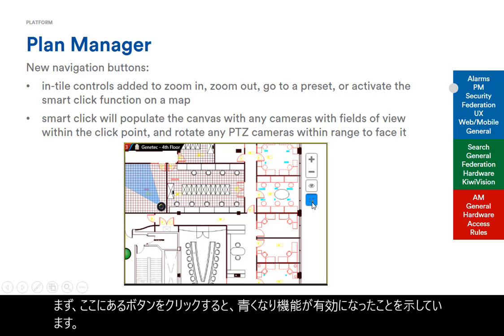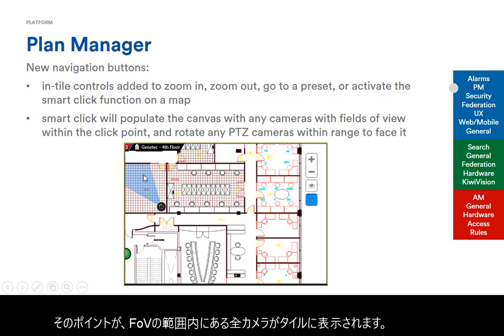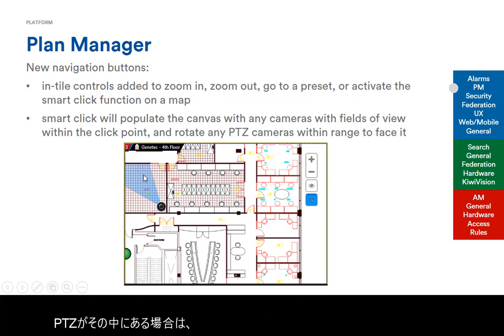So basically, if you turn on the smart click, if you click on it, it'll show like this, that it's enabled. And then you go anywhere on the map and you click somewhere that's within a camera view, and it's going to populate your other tiles with any cameras that can see that point that you clicked on. And of course, it's going to take your walls and everything that you've set up on your map into account too, anything that's blocking a field of view. And if there's any PTZs that are within that view, it will actually rotate around to see that point, to look at that point on the map.